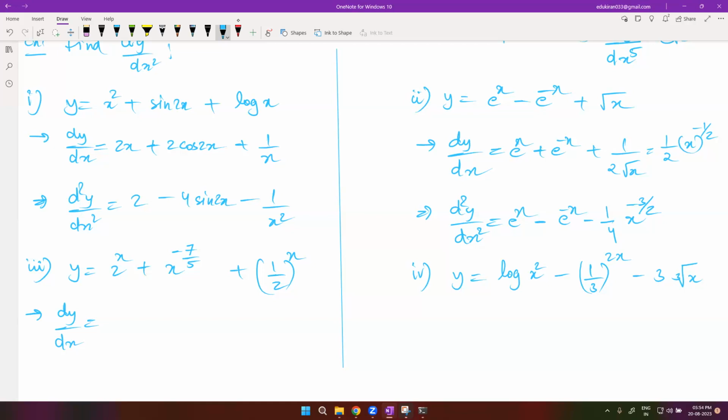2x log 2 minus 7 by 5 into x raised to minus 12 by 5, plus minus 1 will be there, right? Now it's -7/5, right? Yes, -7/5 x to the power -12/5. Correct. Then plus 1 by 2 into x into log 1 by 2. Okay, we can also write this as 2 to the power -x. Yes, sir. Whether you write 1/2 to the power x or 2 to the power -x, it's the same thing.